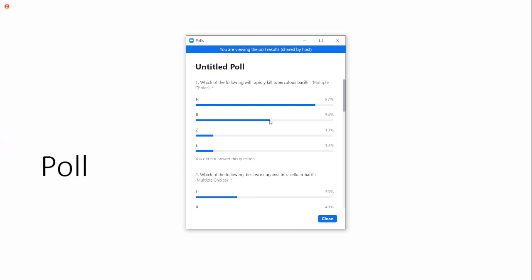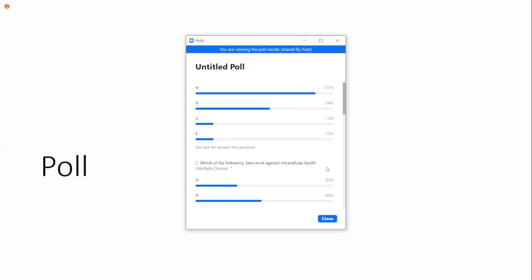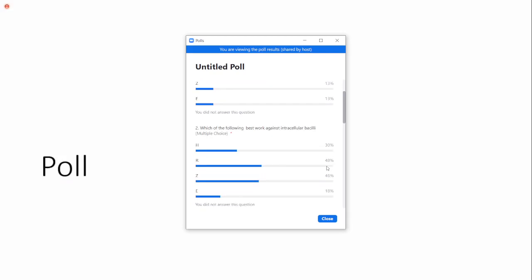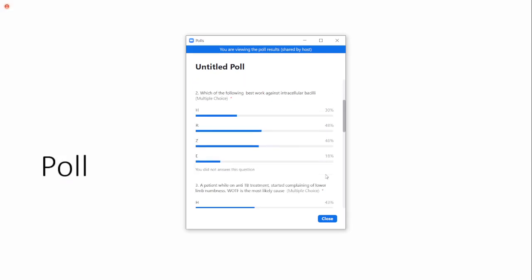Which of the following best works against intracellular bacilli? It has to be pyrazinamide and the rifampicin. Isoniazid also has some intracellular action, but it's mainly rifampicin and the pyrazinamide. Ethambutol, no.